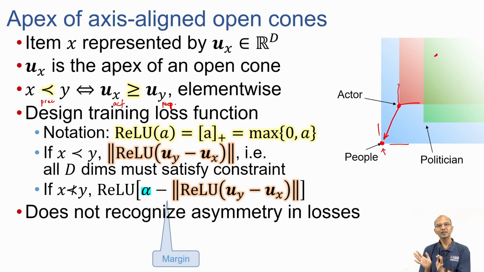Politicians will form another such open cone whose apex would generally be different from people and actors. And then some elements may be shared between actors and politicians, such as Arnold Schwarzenegger.